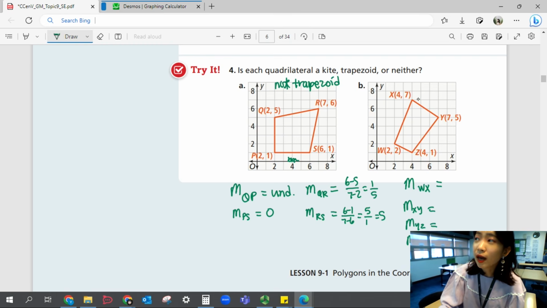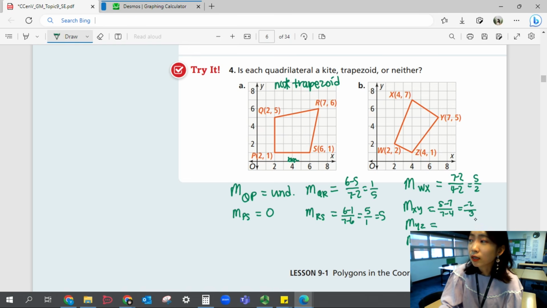Okay? So WX, 7 minus 2 over 4 minus 2 is going to be 5 over 2. So it's 5 over 2. XY, 5 minus 7 over 7 minus 4, negative 2 over 3. So negative 2 over 3. YZ, 1 minus 5 over 4 minus 7. That's going to be negative 4 over negative 3. So that's positive 4 over 3.